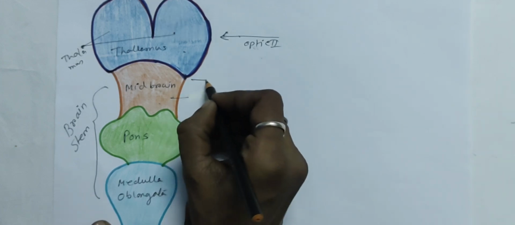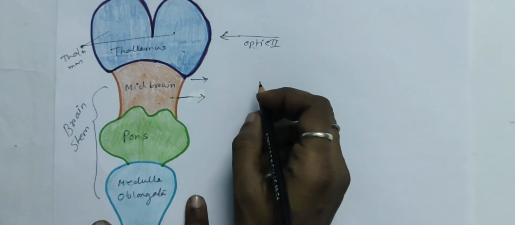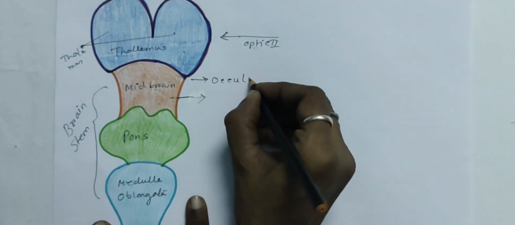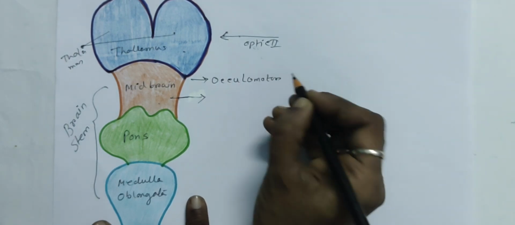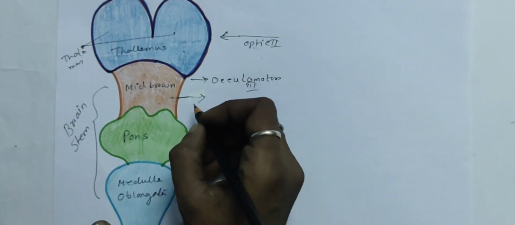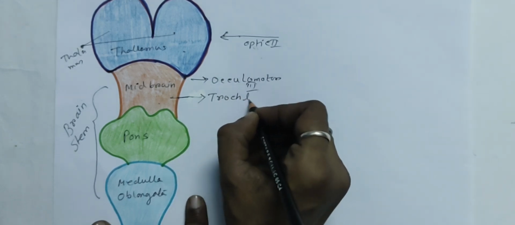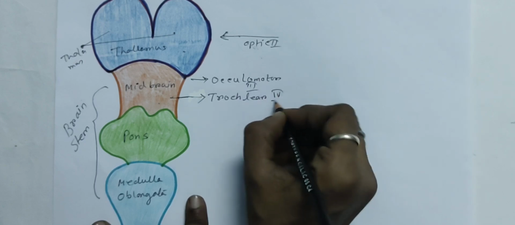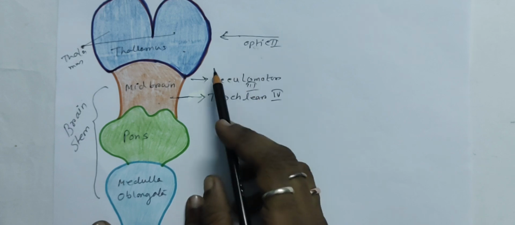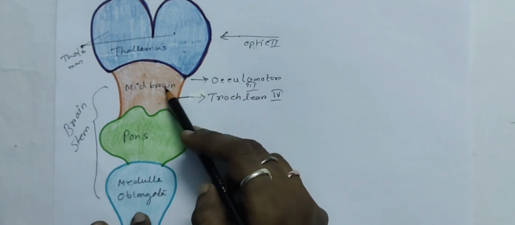Next, oculomotor, that is the third one. Next, trochlear. This is the fourth. Actually third and fourth are associated with the midbrain, and it's coming through the thalamus.